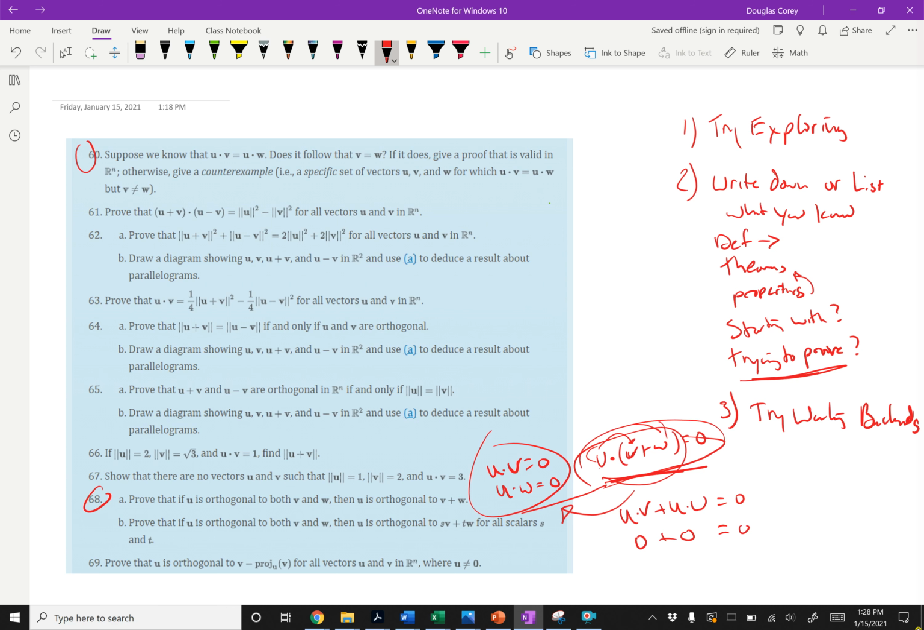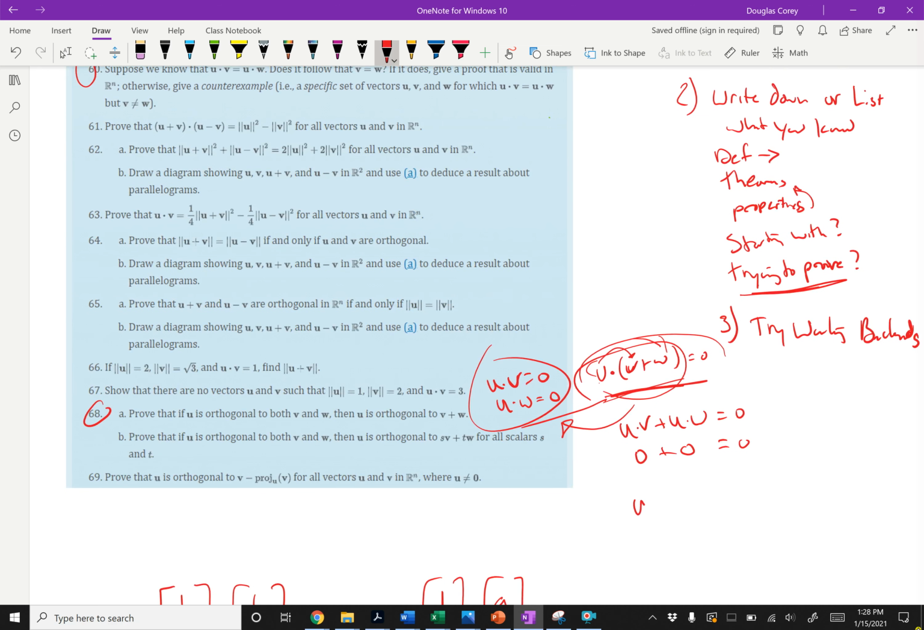So what I should have started with is, I'm not going to start with the 0 over there. Well, that's what we want to show, but I could start with just u dot (v plus w) equals u dot v plus u dot w. This is by the distributive property, or by whatever theorem it is. And then that equals 0 plus 0.